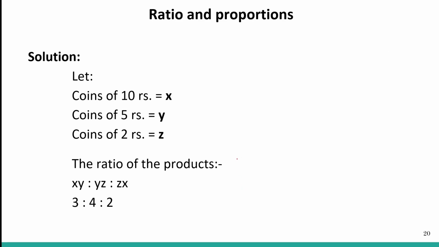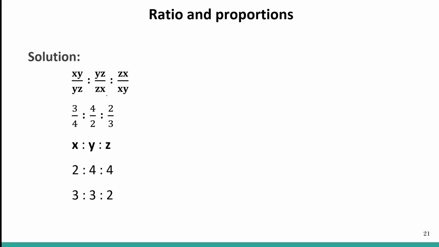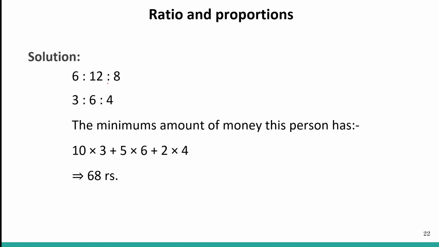So let coins of 10 rupees be x, coins of 5 rupees be y, coins of 2 rupees be z. So the ratio of products xy is to yz is to zx is equal to 3 is to 4 is to 2, right? So xy by yz is to yz by zx is to zx by xy. Cancelling y from here, cancelling z from here, and cancelling x from here, what we are left with is 3 by 4 is to 4 by 2 is to 2 by 3. So x is to y is to z will be 6 is to 12 is to 8. Okay. So dividing by 2, what we are left with is 3 is to 6 is to 4. That is a simple ratio.